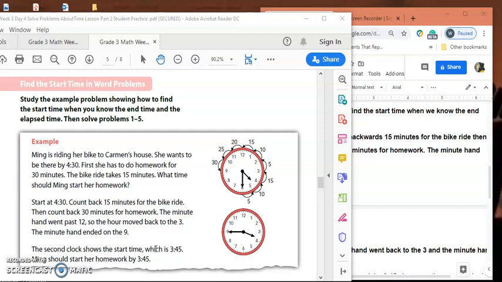Ming is riding her bike to Carmen's house. She wants to be there by 4:30. First, she has to do homework for 30 minutes. The bike ride takes 15 minutes. What time should Ming start her homework?